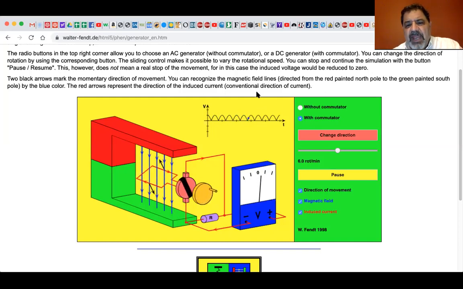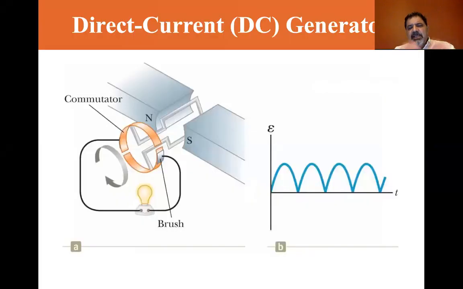Okay, now that we've done that, let's change our share. Let's do a new share and go to the PowerPoint. And now we see exactly what Walter Fendt was showing us. We've got this little loop connected to brushes of a commutator. And as it turns, it induces this rectified, that means only positive, sinusoidal waveform shown in B there.